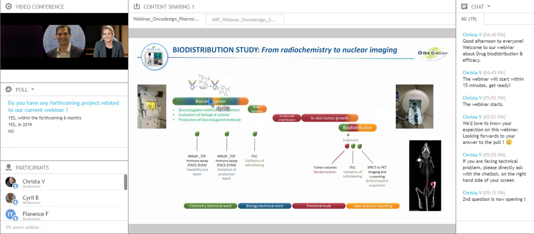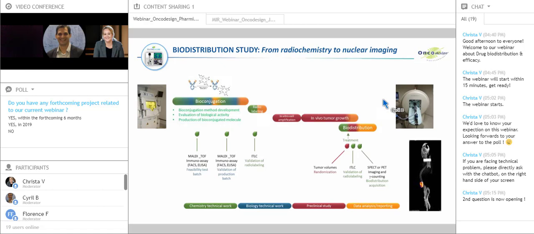And then you need to have access to an in vivo model, or an in vitro model if you want to do any in vitro experiments. So you need to have access to a pharmacology group. Then you need imaging experts, physicists to manage the equipment, and then to do the analysis of your images.